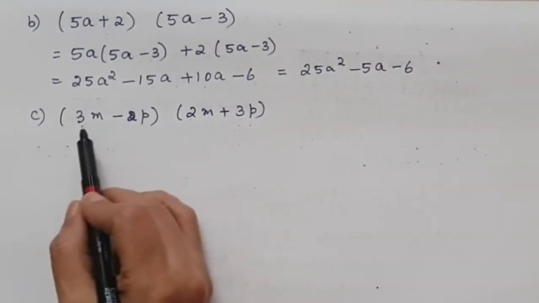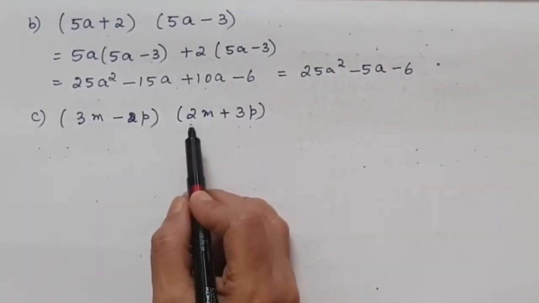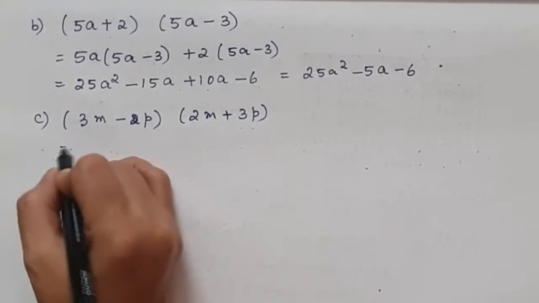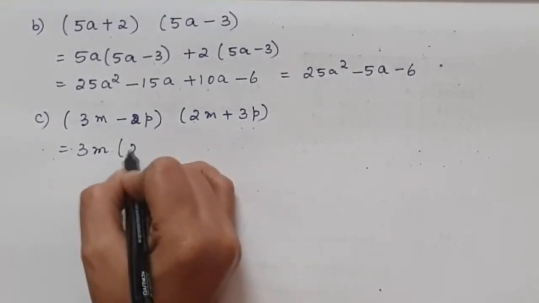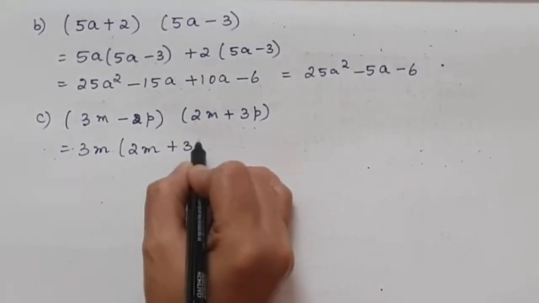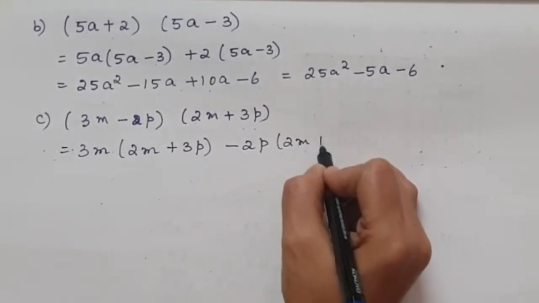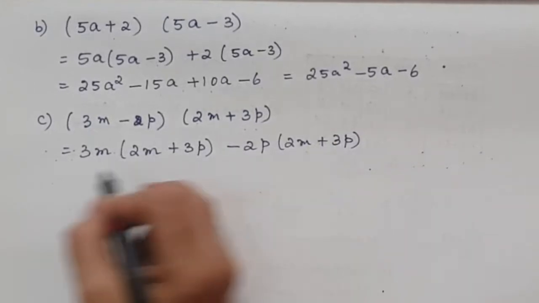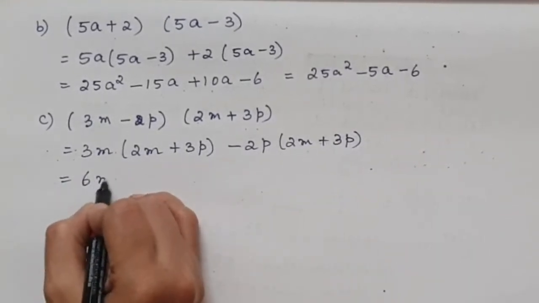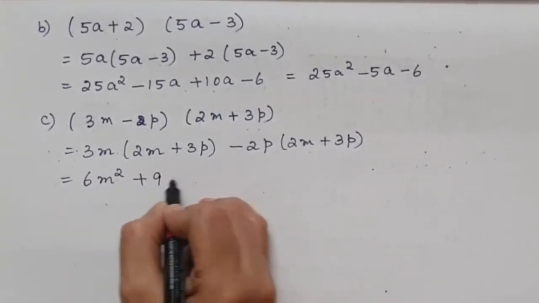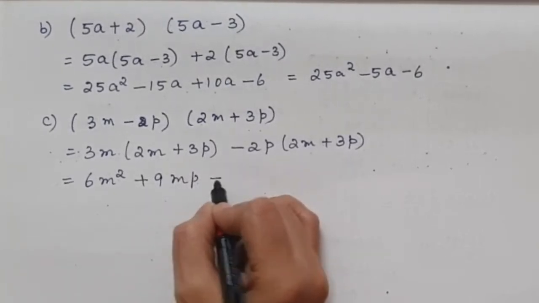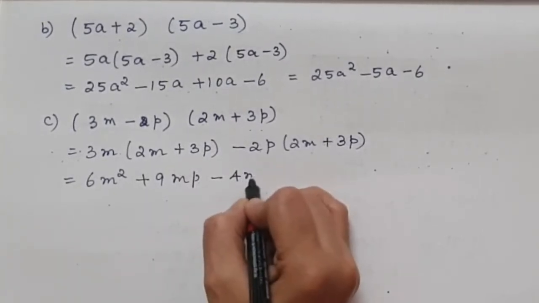Now C part, 3m minus 2p multiplied by 2m plus 3p. So 3m has to be multiplied by 2m plus 3p, and minus 2p has to be multiplied by 2m plus 3p. So it will be 6m squared plus 9mp minus this one is 4mp.